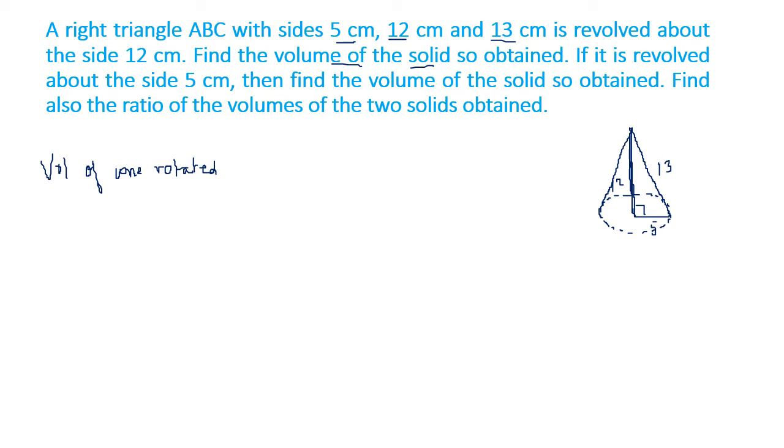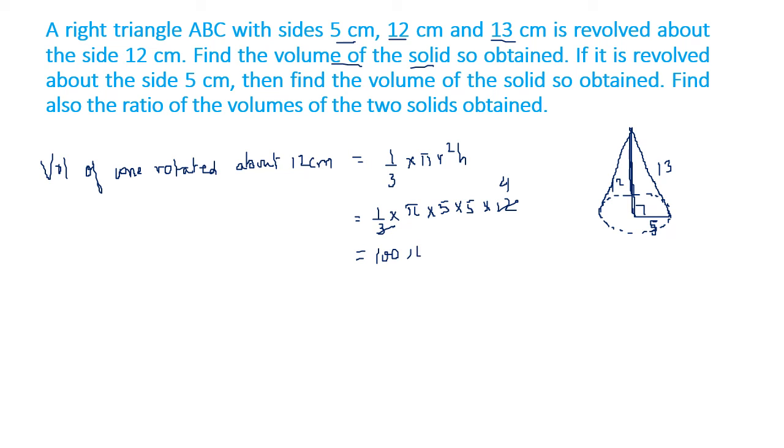Rotated about 12 centimeter. The volume of the cone is 1 by 3 pi r square h. So 1 by 3 into pi, r square. Now what is the radius? Radius is the bottom, 5. So 5 into 5, and the height is 12, because we rotated around 12. So 3 1s are 3, 3 4s are 12. 5 5s are 25, 25 4s are 100. So 100 pi is the volume of the cone rotated about 12.